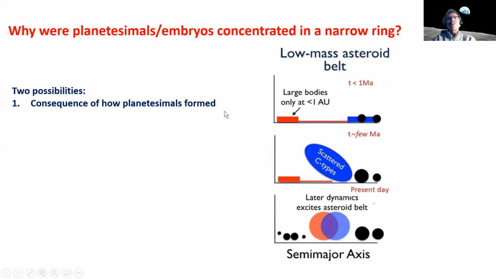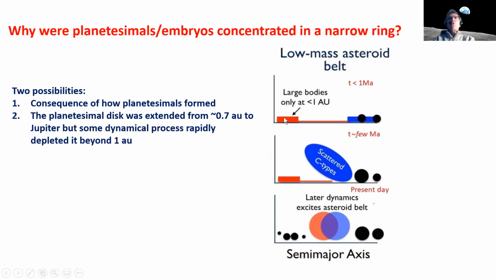We don't know if it's right or not because we don't understand planetesimal formation, so we cannot assess whether or not planetesimal formation would produce such a narrow ring that's needed in order to create the Mercury, Venus, Earth, Mars mass distribution. The other possibility is that no, the disk of planetesimals was continuous. There was no gap between the inner part and the Jupiter region, but some dynamical process depleted very rapidly the disk beyond 1 AU, from 1 AU to Jupiter's location.